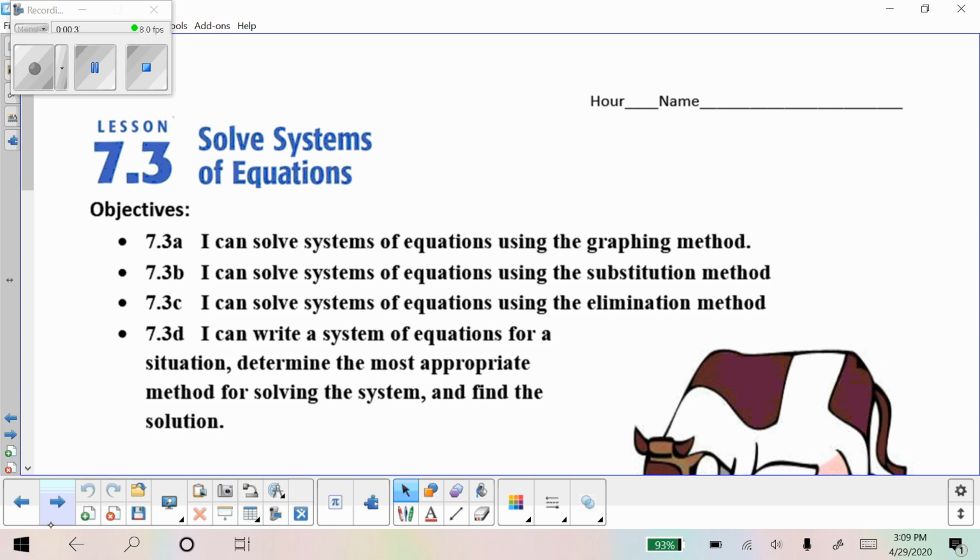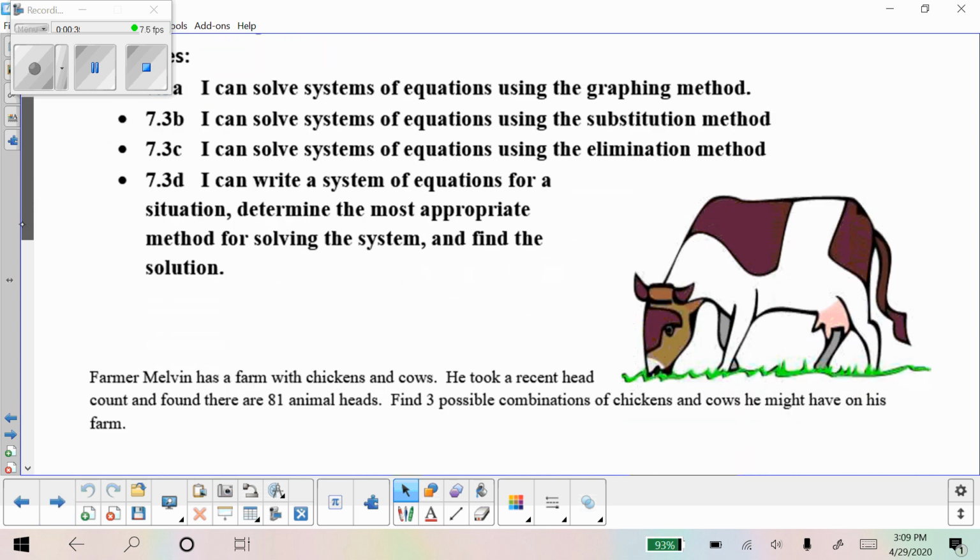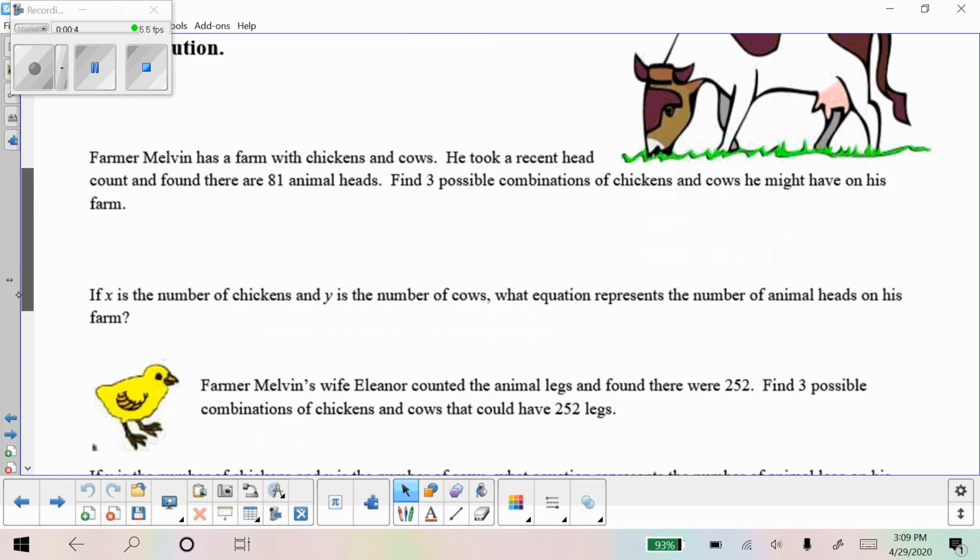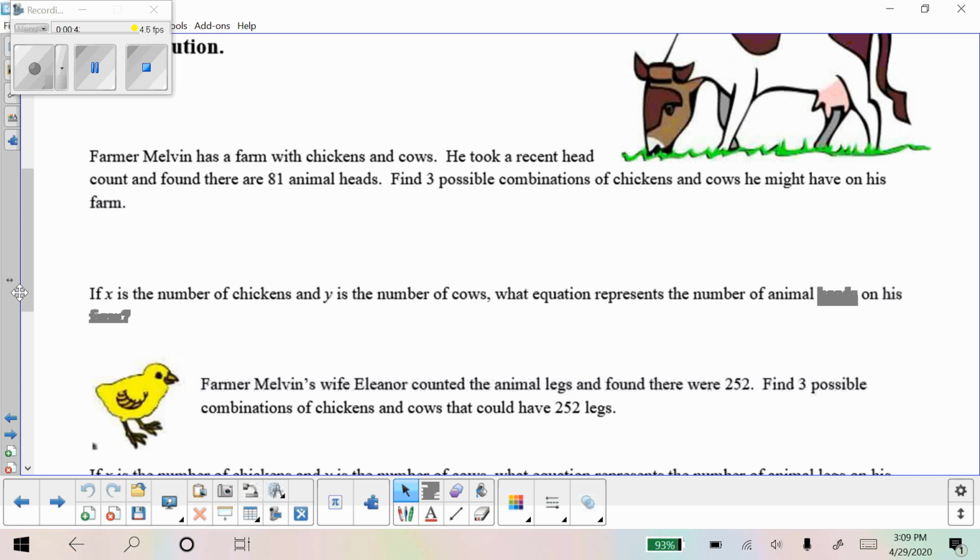And let's start by just thinking about a problem. Farmer Melvin has a farm with chickens and cows. He took a recent head count and found there were 81 animal heads. Find three possible combinations of chickens and cows he might have on this farm. So go ahead and see if you can figure out three possible combinations. And so pause now so that we can keep moving and you can be thinking about it as we go.